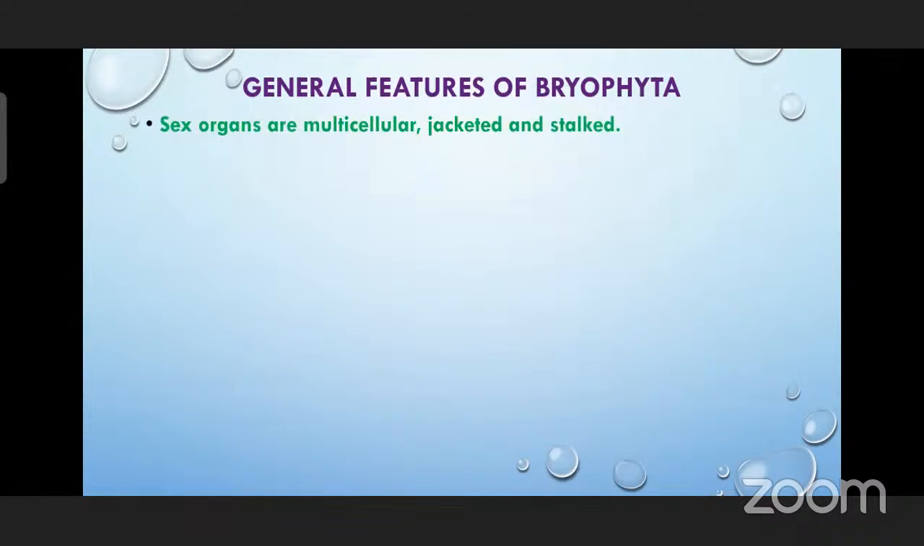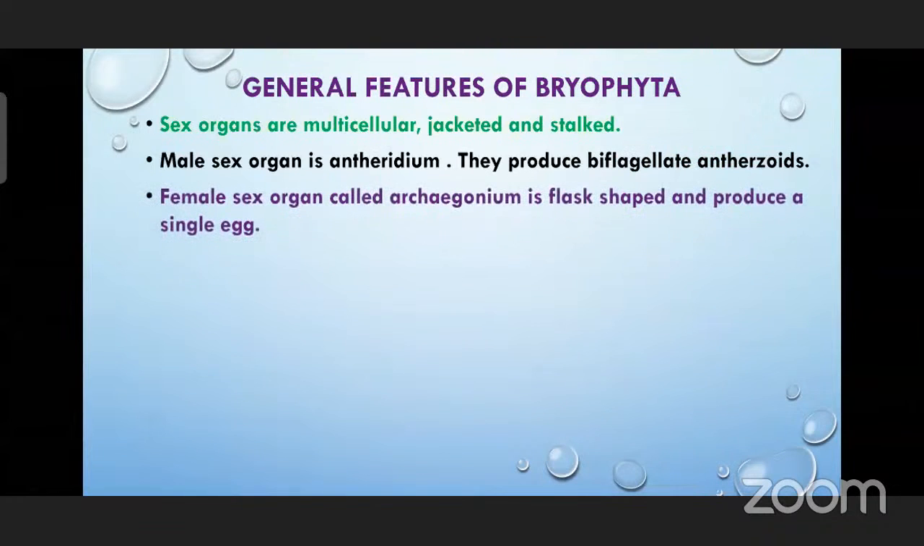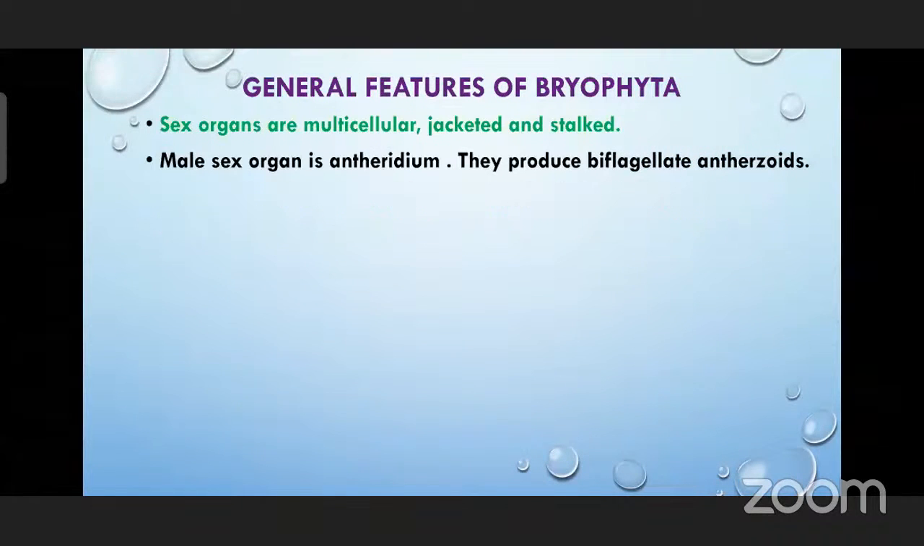Sex organs are multicellular and jacketed. As you all know, these higher level plants have multicellular jacketed sex organs. The male sex organ is the antheridium, because anthers produce the male gametes, and the structure is called antheridium. Remember this term. They produce biflagellate antherozoids, which means flagella will be present. And the female sex organ is called archegonia.